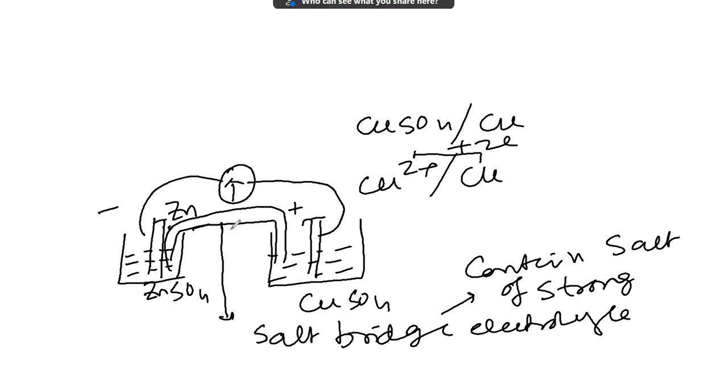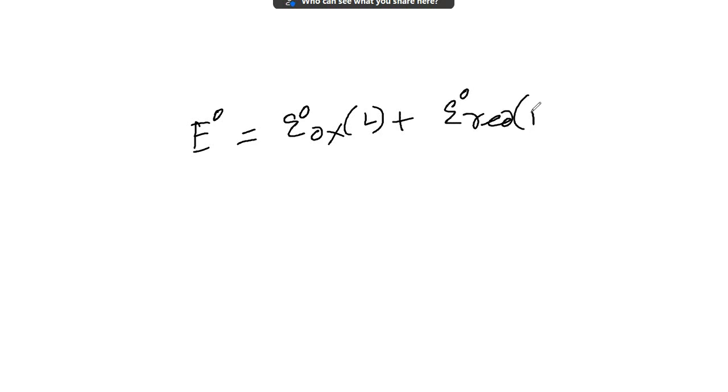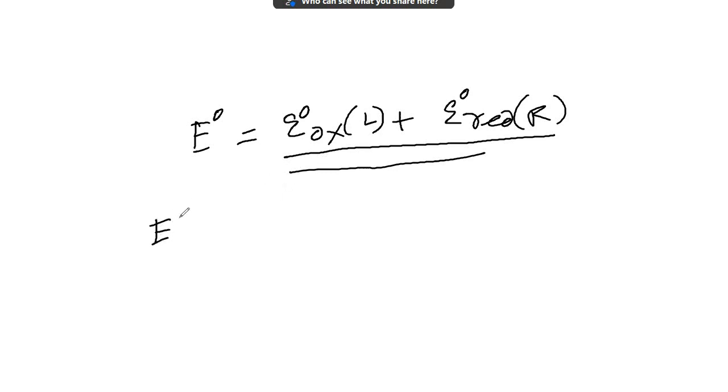Now, what will be the standard EMF when the two half cells are connected? This can be done as follows. Standard EMF is denoted by E0. In the left half cell it is oxidation, so it is written as E naught OX, meaning oxidation left, plus E naught reduction right. This is the most important part. In order to obtain continuous current, E naught should be positive.